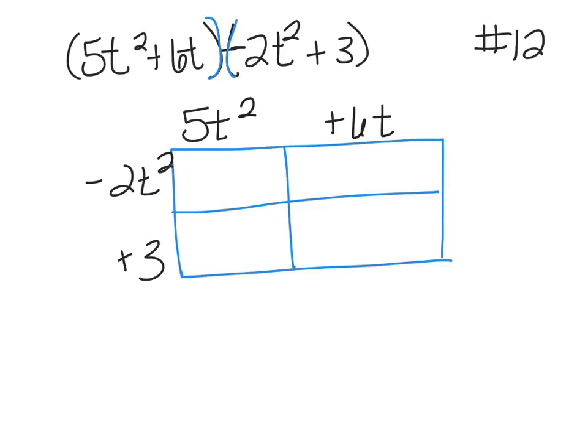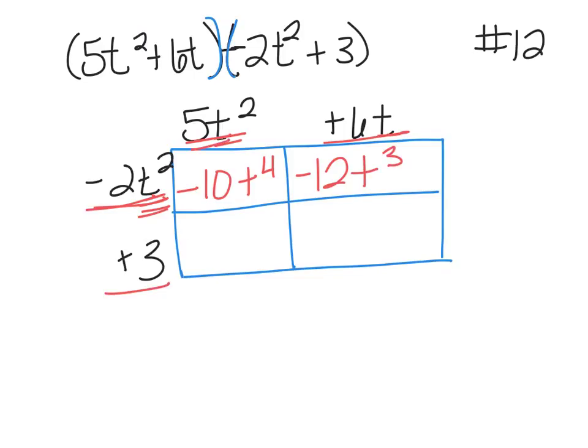So I'm going to do the same thing. Negative 2 times 5 is negative 10. And I have a total of 4 t's because I have 1, 2 there and 3, 4 there. Negative 2 times 6 is negative 12. I have 2 t's there and 1 t there, so I have a total of 3. 3 times 5 is a positive 15, and I have a total of 2 t's. 3 times 6 is a positive 18, and t.